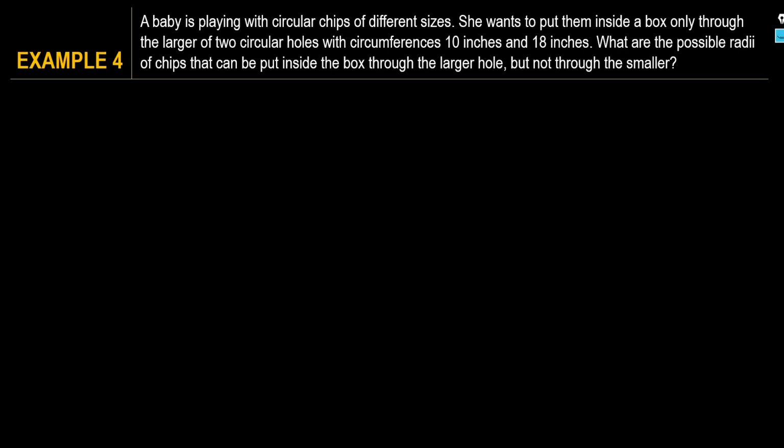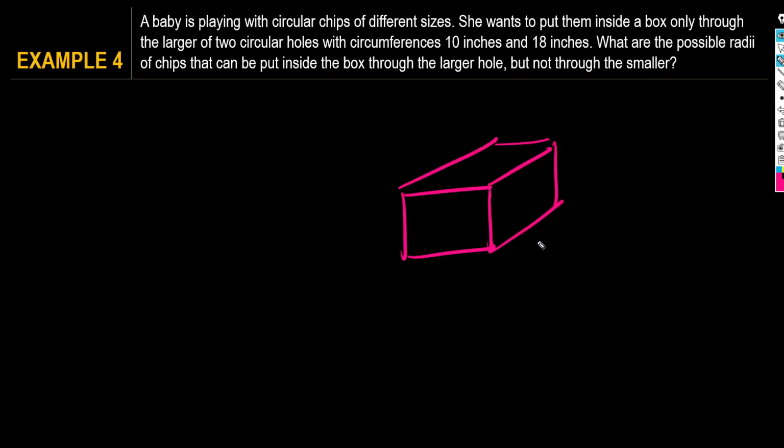So, we have a box. In fact, we can start with the drawing. It doesn't have to be a pretty box. There's a box, and then a baby playing who has circular chips. The size of the chips, I think, can vary, because the question asks what are the possible radii of chips. So there can be small and large chips. But what we know is that the box has 2 circular holes, 10 inches in circumference and 18. So there is one 10 and one 18.